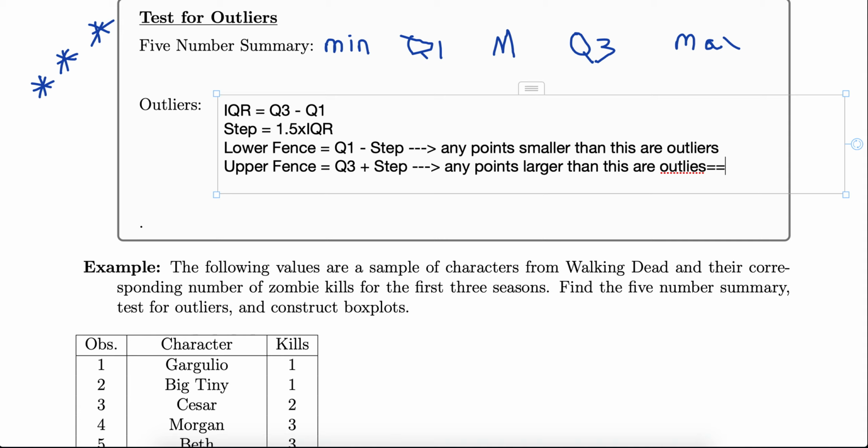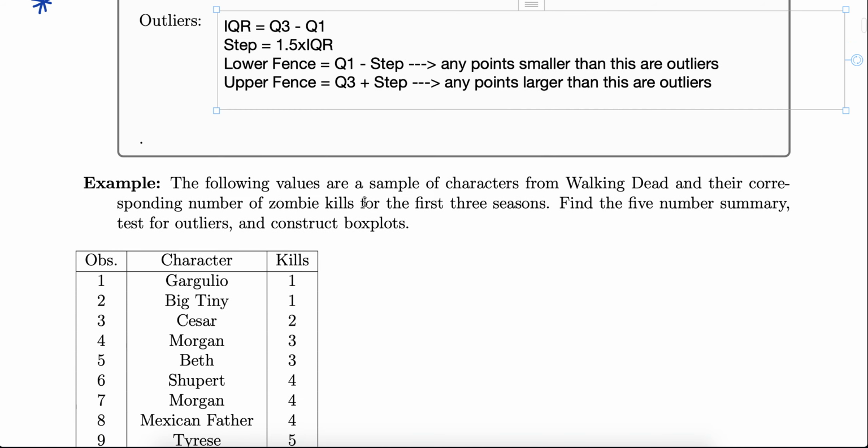So this gives me our boundaries for what's considered an outlier. Never say that these lower and upper fences themselves are outliers. That's a common mistake. All right, let's actually take a look at an example.